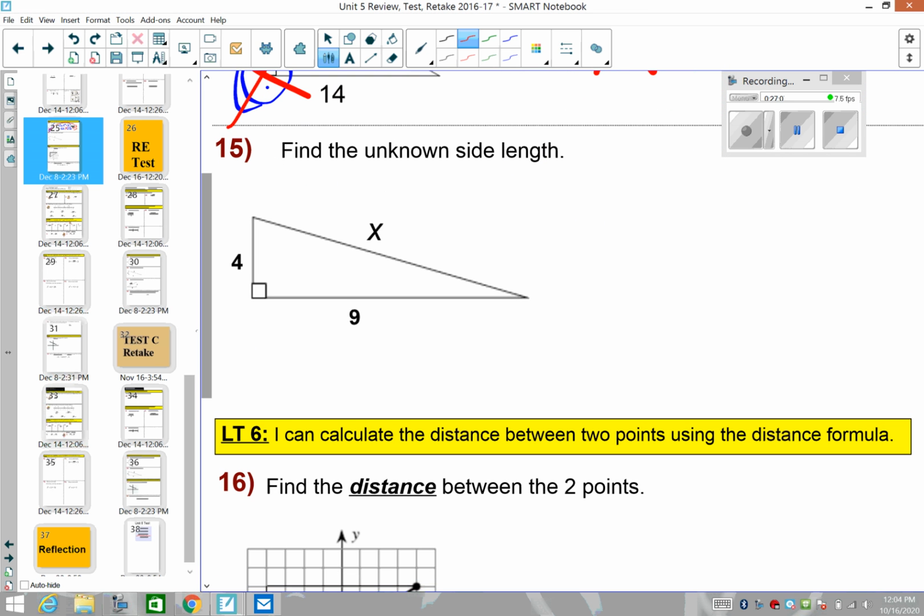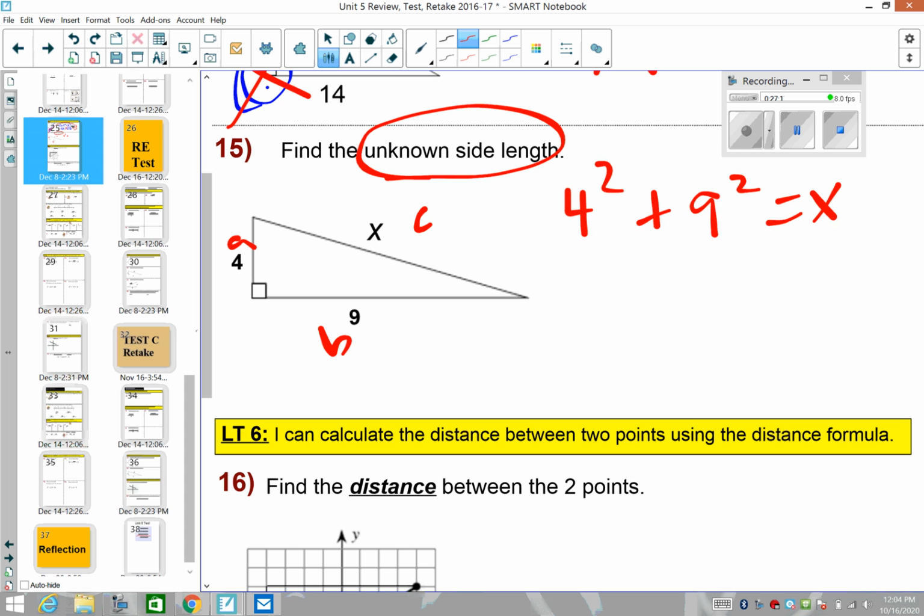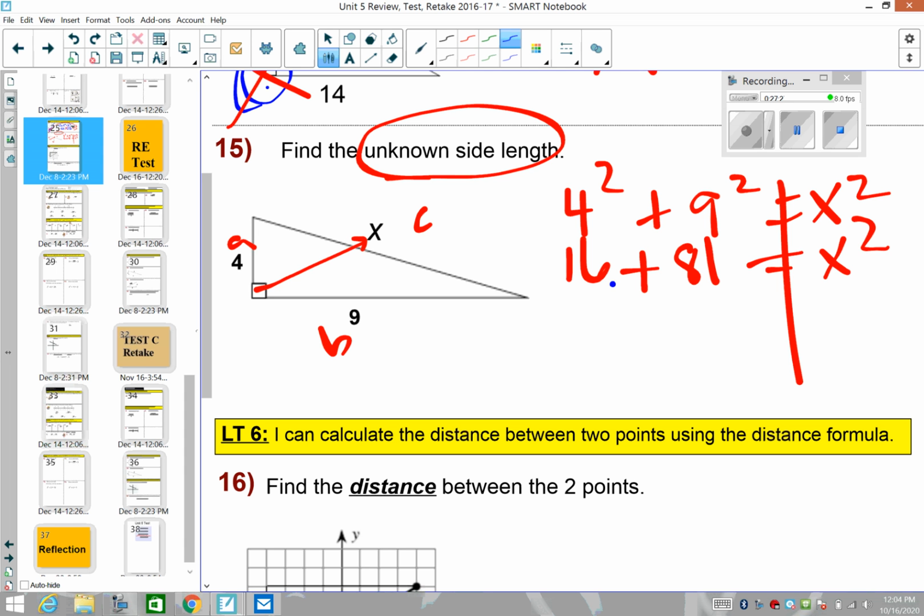Okay. Find the unknown side length. That's using the Pythagorean theorem as well. So we have a, b, and a c here. So we have 4 squared plus 9 squared equals x squared. Our hypotenuse, of course, is the side opposite. So we get 16 plus 81 equals x squared. Now we're going to take the sum of the left side, which is 97 equals x squared.